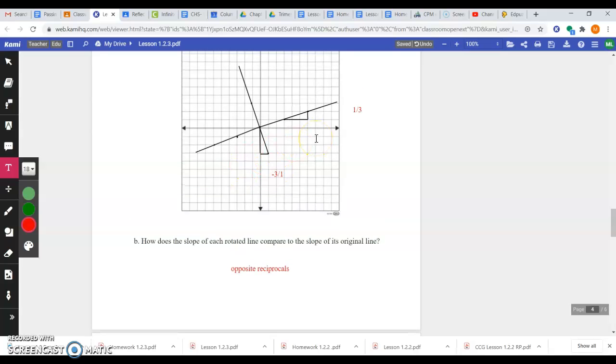But the last thing I'll say is that if the line is going from left to right and it's going up, that's always going to be positive. If from left to right the line is going down, that's always going to be a negative slope. And that might help you remember which one's going to be negative, and which one's going to be positive.